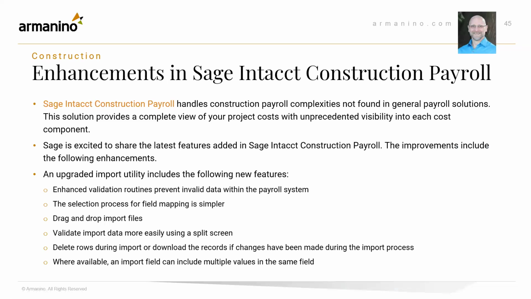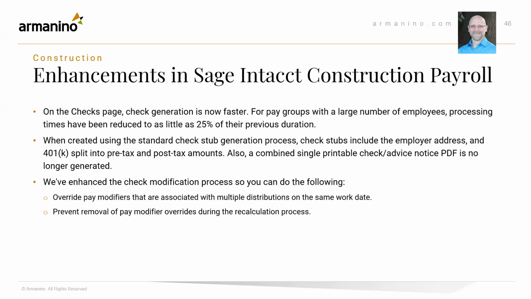Enhancements to Sage Intacct Construction Payroll. They upgraded the import utility, with enhanced validation routines, a simpler selection process for field mapping, and drag and drop import files. You can validate import data more easily using a split screen, and delete rows during import or download. The records of changes made during the import process are kept. And then where available, an import field can include multiple values in the same field.